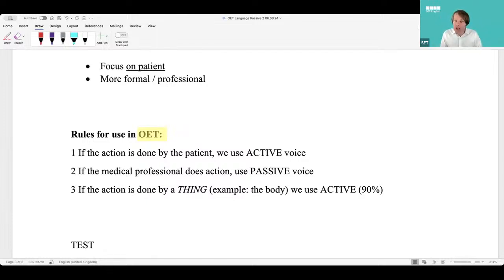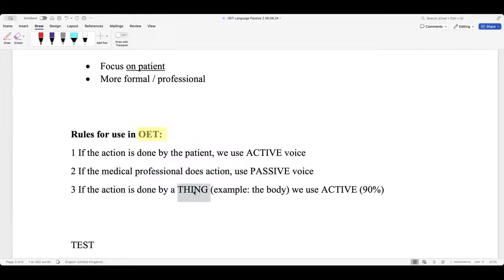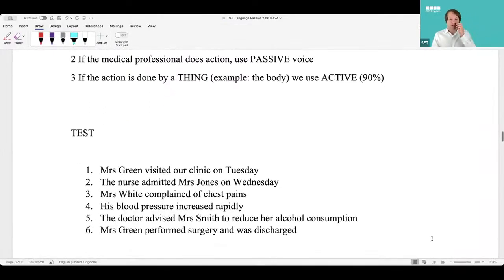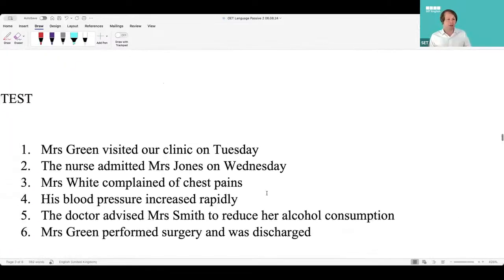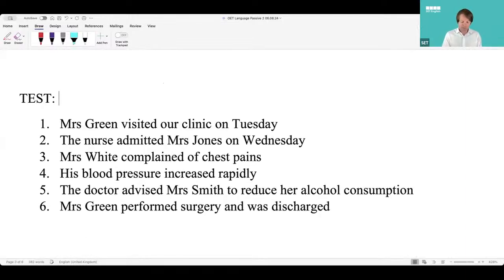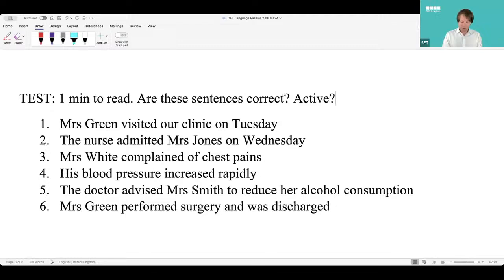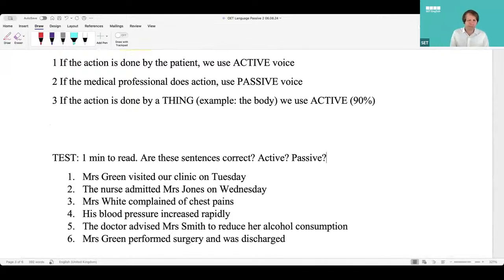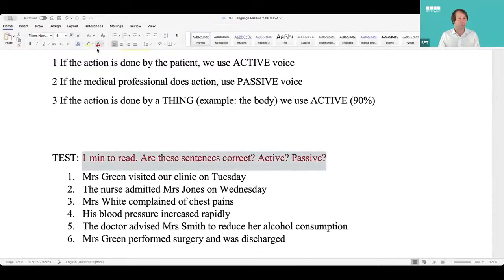Can I do a quick test on you guys? Are you ready for a test? I'm going to show you some sentences, and you tell me, are they correct or incorrect? I'm going to give you 1 minute to read. Are these sentences correct? Active, passive. Just have a read. You can type in the chat box if you want to say number 1 correct, number 2 incorrect, something like that.